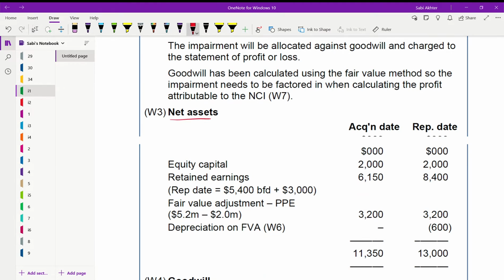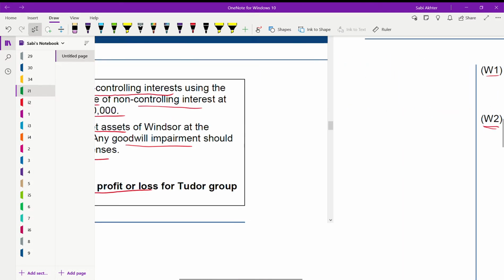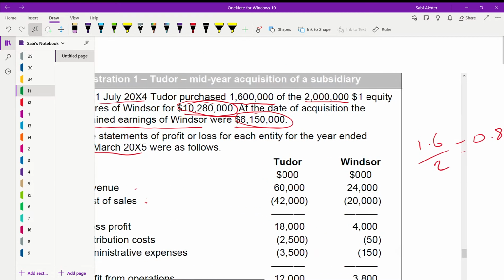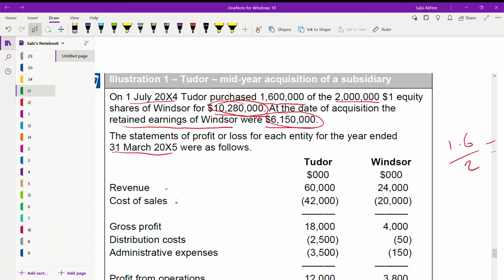You need to calculate net asset like this: acquisition date and other reporting date. You have to make these 2 columns. Follow this pro forma even in your exam, and you start with equity capital. Equity capital you always take the same as whatever is given in the statement of financial position. But here they have not provided you with the statement of financial position, but they told it's 2 million in the beginning. Usually a statement of financial position is also given, so from there you can take this. But here they have given that 2 million. They have purchased 1.6 out of 2 million of Winster.